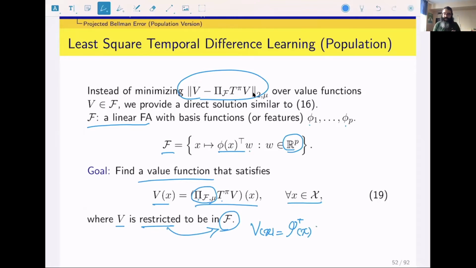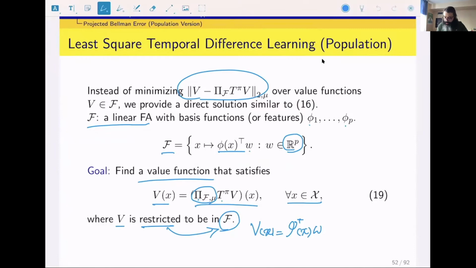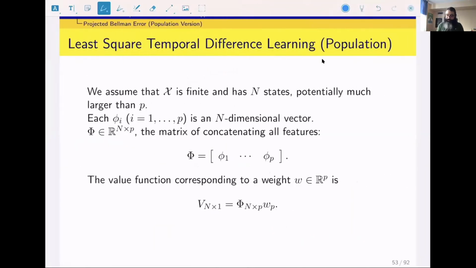So this is the path that I'm going to take. And okay, so we want to find this solution with the constraint that the value function is in a linear function space. So for simplicity of notation, I assume that the state space is finite. So X is finite and has capital N states.